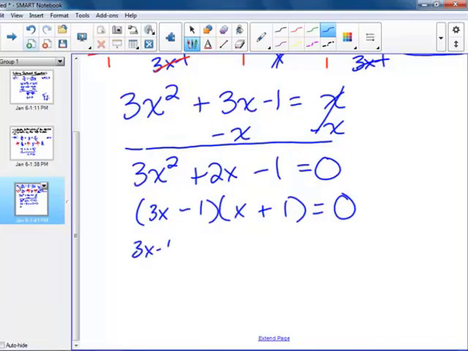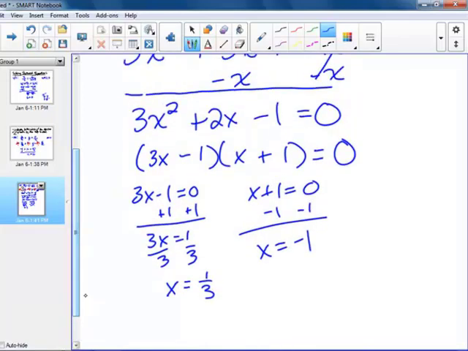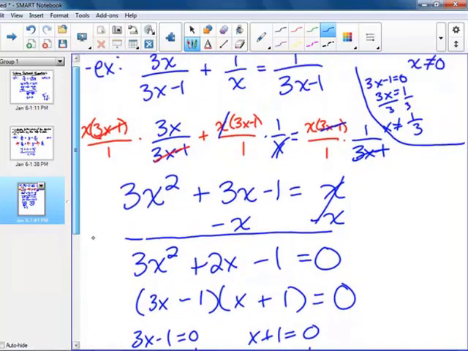Okay, so now if I set them each equal to 0, so add 1 to both sides, divide by 3, and I get x equals 1/3. But then I also get x equals -1. So I actually get 2 answers here, which happens with quite a few of these. You could end up with 2 answers if we had ended up with an x squared once we drop out the bottom.